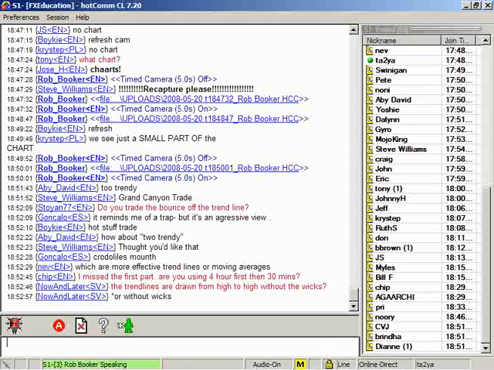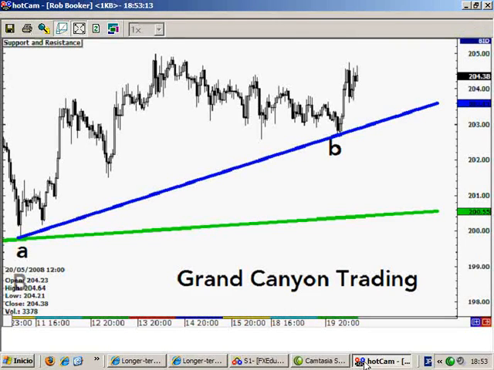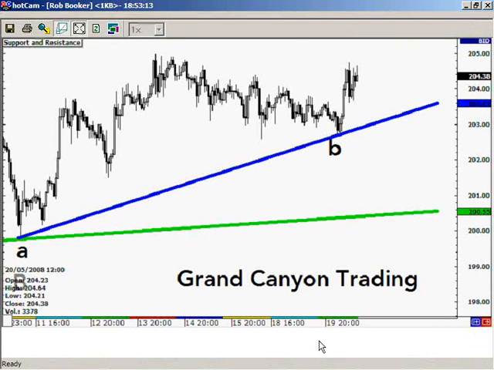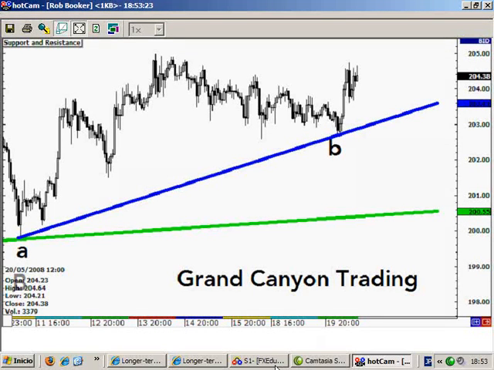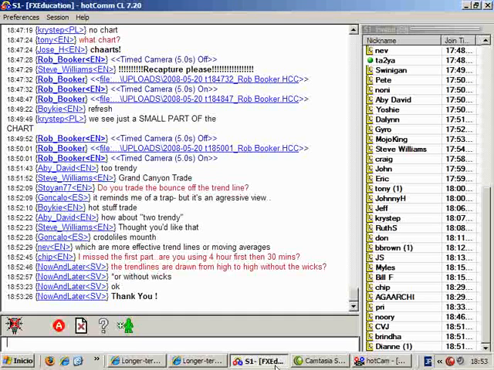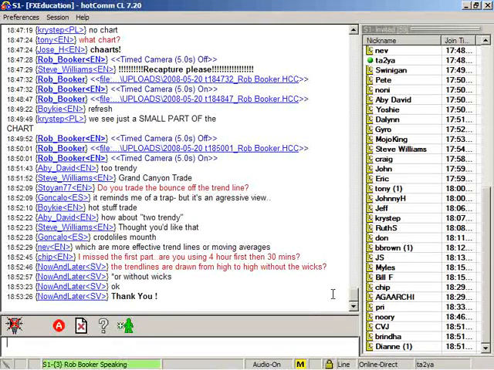The trend lines are drawn from high to high without the wicks. Now and later, you could do with or without wicks. Either way is okay. I use the wicks. Price went there, why wouldn't I? But many, many people use the close. And let me tell you why.